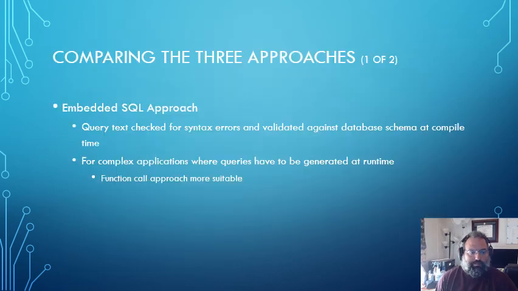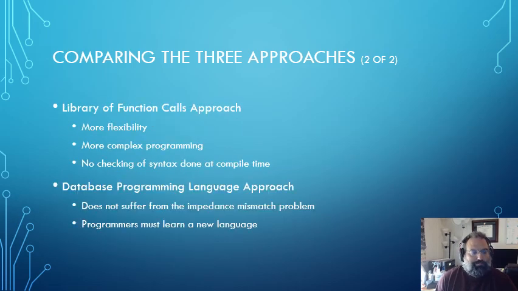When you compare the three approaches: with the embedded SQL approach, the query text is checked for syntax and validated against the database schema at compile time. For complex applications where queries have to be generated at runtime, the function call approach is more suitable. A library function call approach is more flexible, but more complex programming, with no syntax checking done at compile time, though you can do automated unit tests to do the equivalent during development phases. The database programming language approach does not suffer from the impedance mismatch problem. Programmers must learn a new language, maybe.